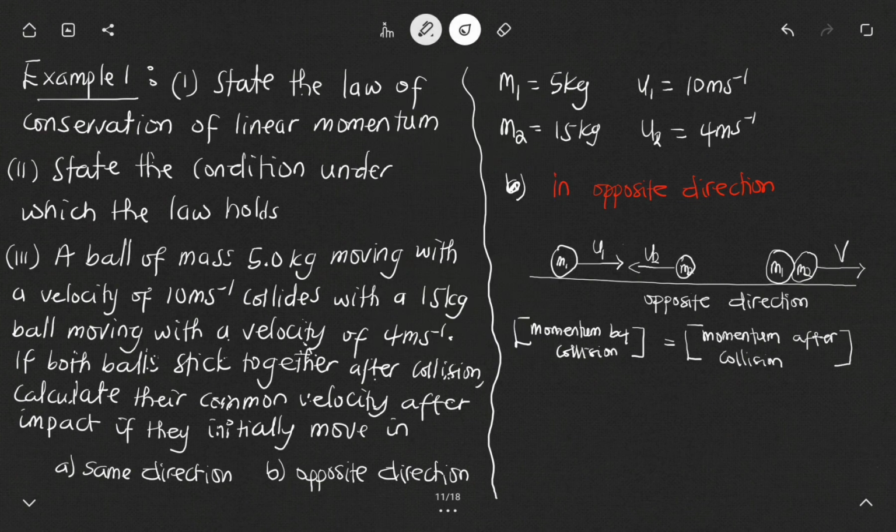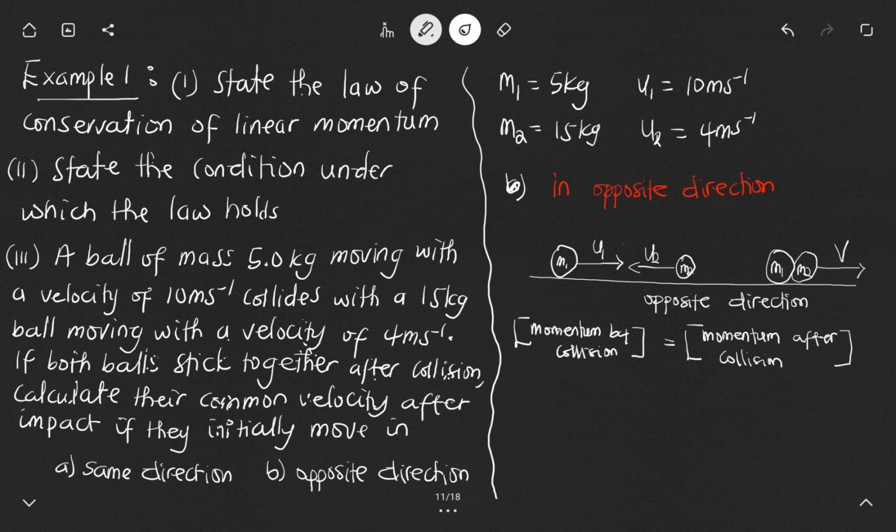Now, if you look at it, we realize that in opposite direction, because the balls are moving in opposite direction, their momentum after they collide will cancel each other. They will not add up to each other. They will cancel each other out, and then the one that has more momentum will determine the direction in which the ball moves.